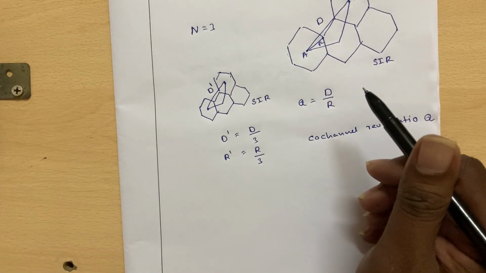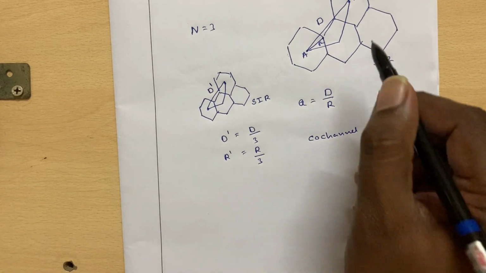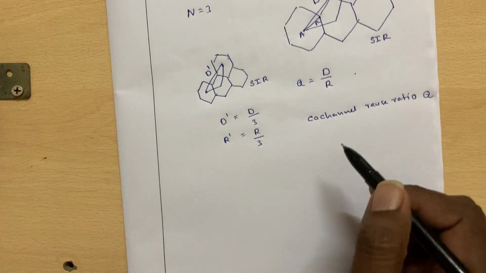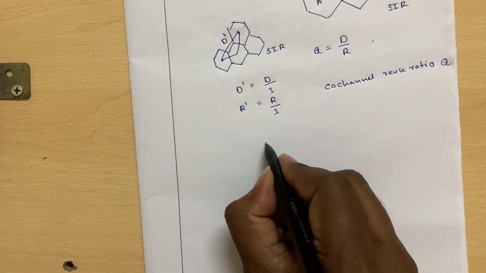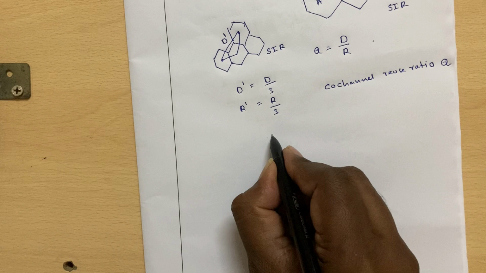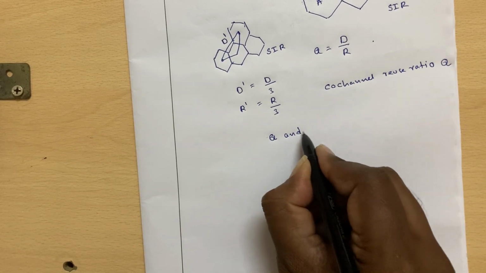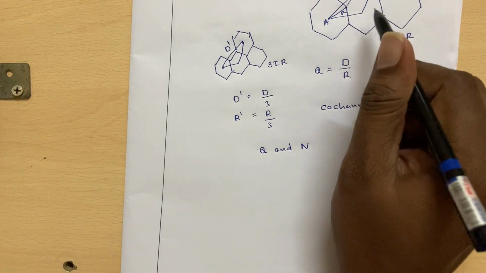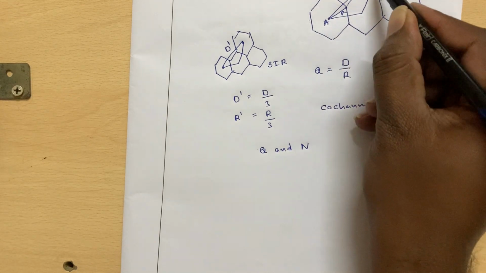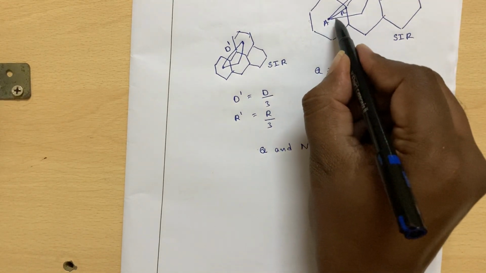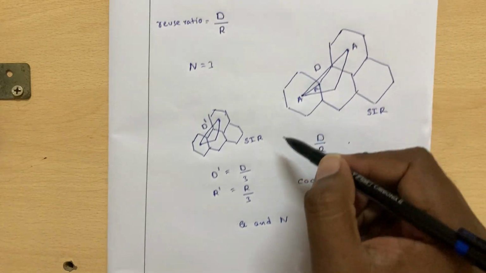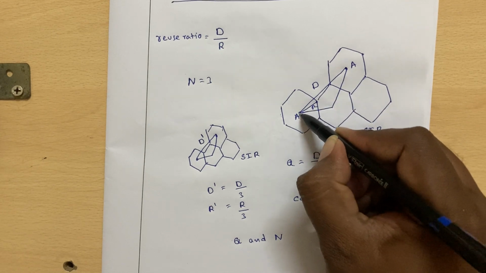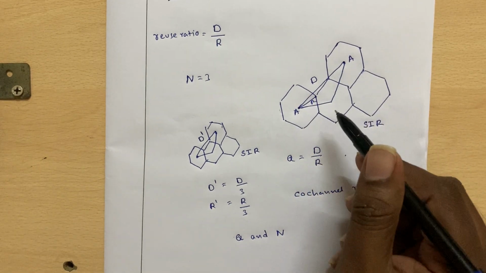Okay, before that there is an important relation between this d by r and the cluster size. We are now going to derive the relation between d by r, meaning Q, and n. Just observe here. d is the distance from this center to this center. It is drawn for n equal to 3, but we are generalizing this.